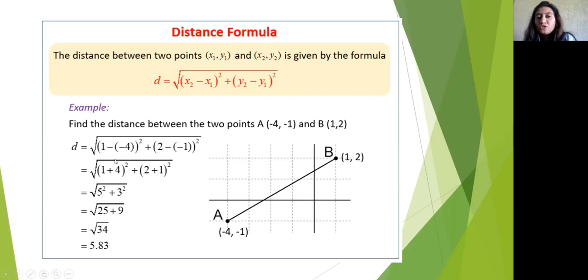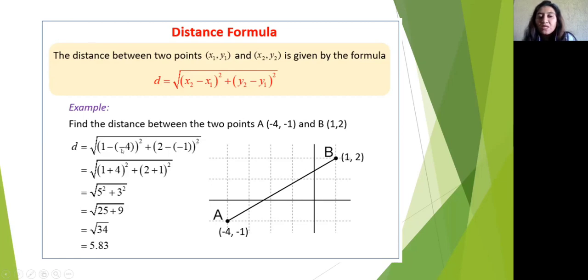Now we will substitute these values in the distance formula. So x2 minus x1 whole square. So this is our x2, 1, and x1 is -4. So 1 minus (-4) square plus y2 minus y1. What is our y2? 2. What is our y1? -1. So 2 minus (-1), this minus is of the formula, whole square.